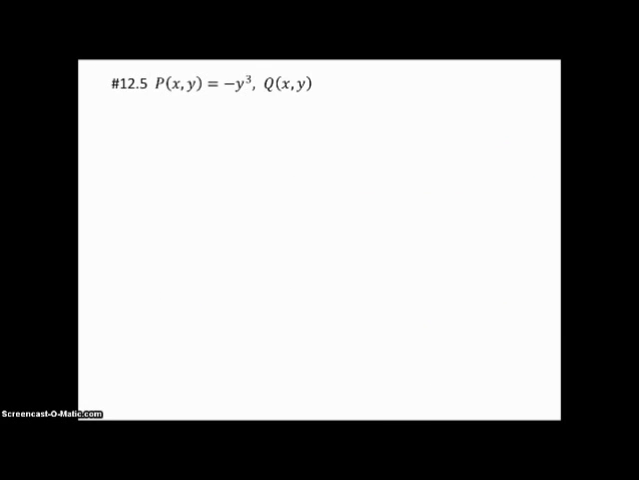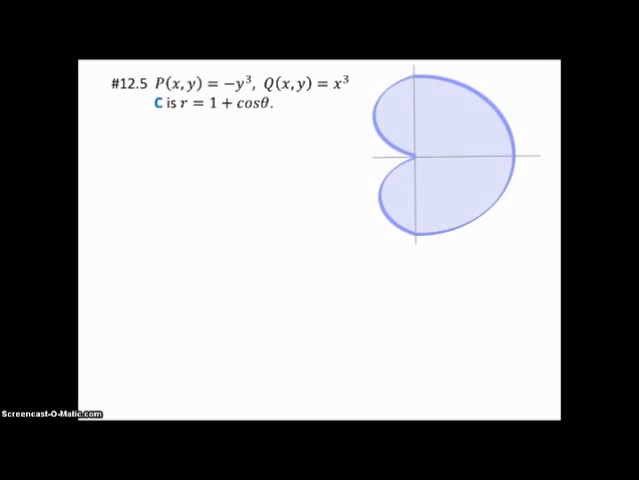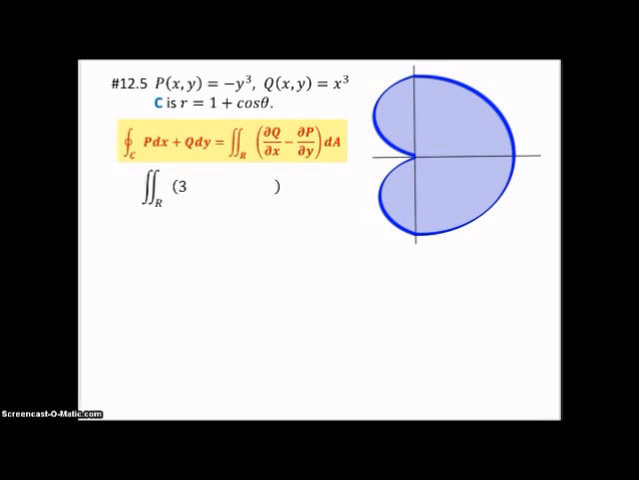Number 12.5. Now, the reason this is 12.5 is number 12 came out 0 again. So I didn't want another example where the integrand came out 0. So I took number 12 and changed it a little bit. So p is going to be negative y cubed, and q is going to be x cubed. And the curve is going to be r equals 1 plus cosine theta. So here's what it looks like. And to get the whole curve, we go from 0 to 2 pi.